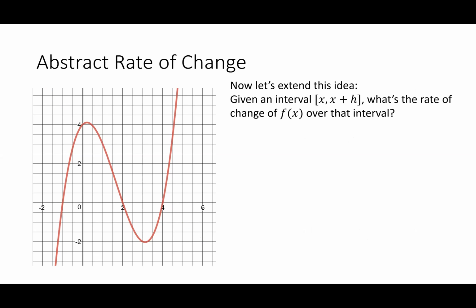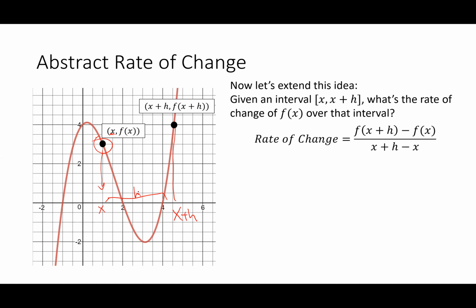So now let's suppose instead we took some abstract x and x plus h. Suppose I set this point here to be my x. So this is x, and then this point here is going to be x plus h. That means that h is the distance between these 2 points. And I want to find the rate of change of this interval.